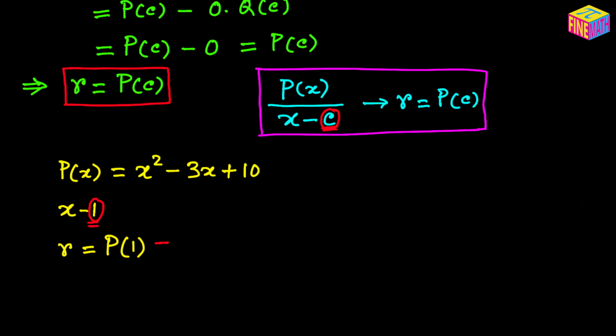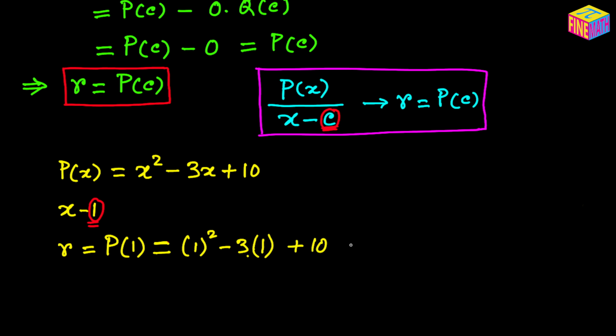So now let's evaluate the value of p of 1, right? Let me use the yellow color here. So p of 1 will be, we are going to put 1 in place of x. So instead of x squared, it becomes 1 squared minus 3 times 1, and then plus 10.